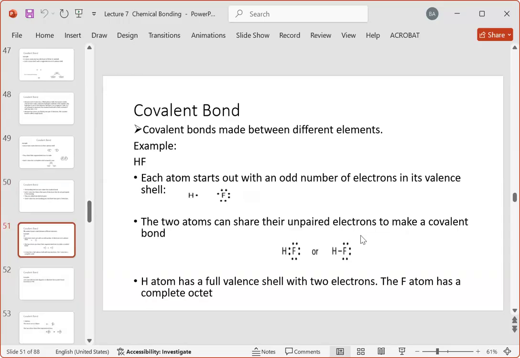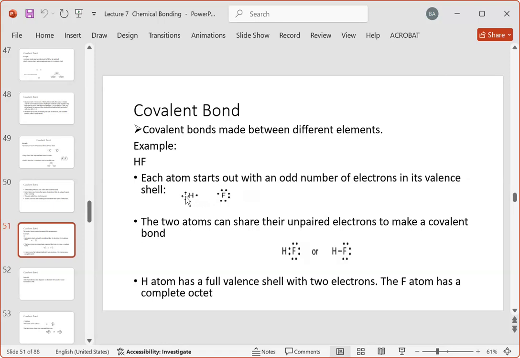And so far, what I've shown you is covalent bonding, where atoms are sharing electrons between the same type of atom, like fluorine or hydrogen. But there are also times when different types of atoms can share their electrons. A typical example that we see here is hydrogen and fluorine.